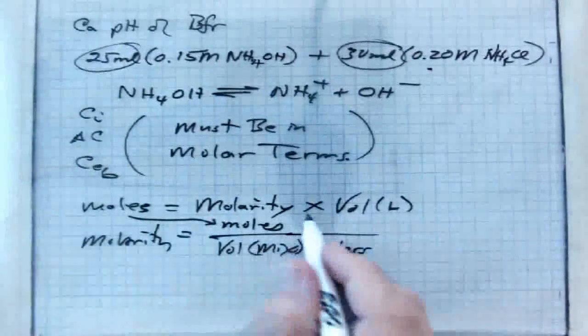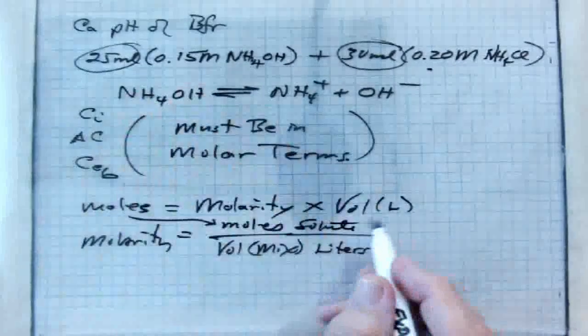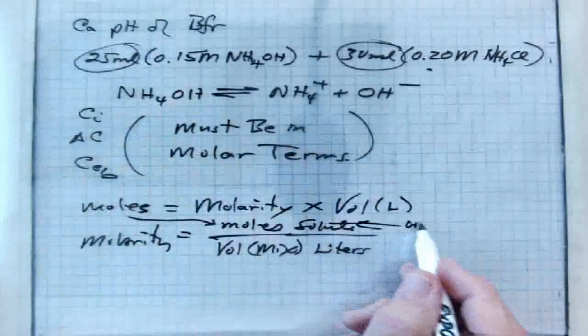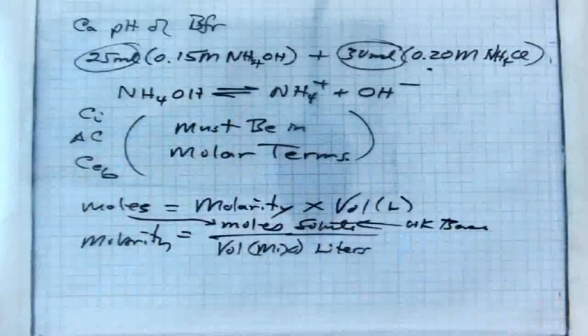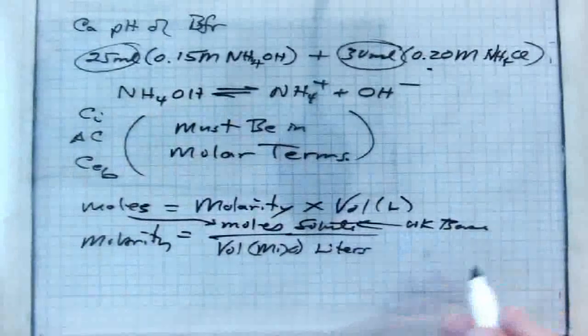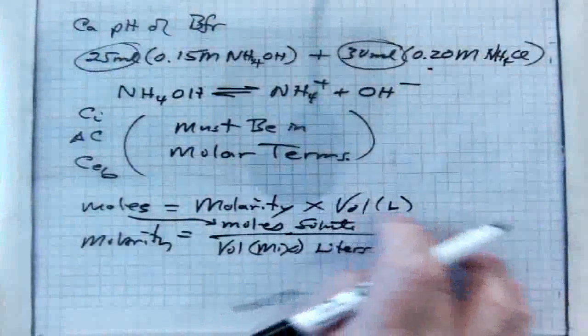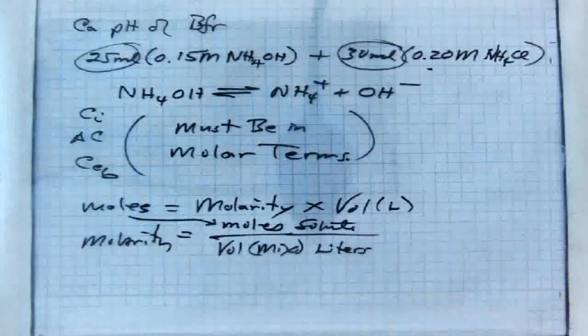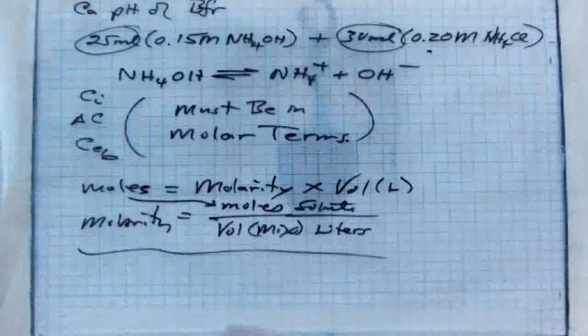I just happen to have the 6 in there. And 0.0038 divided by 0.055 is 0.07. Okay, 0.07 molar in the weak base, the ammonium hydroxide. So this is what you apply to the ice table.